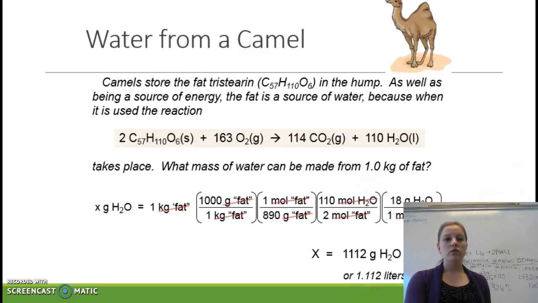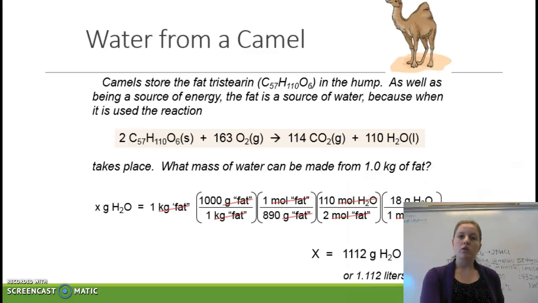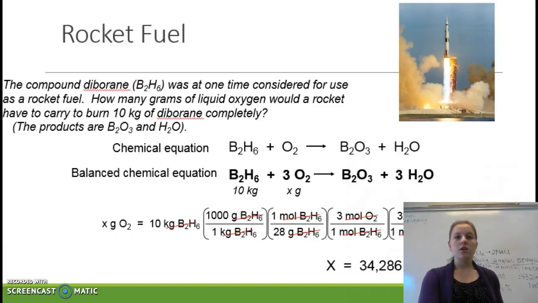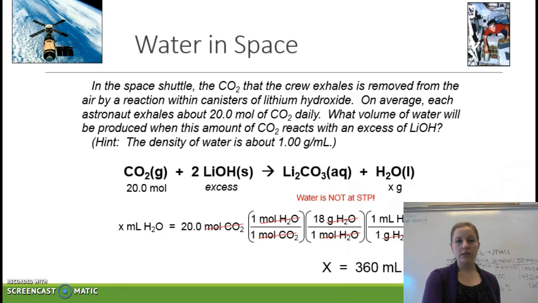Water from camels: some animals have a lot of different reactions going on in their body where this stuff can be useful. So if you want to know how much water can be produced, you can go through this type of calculation as well. Rocket fuel: figuring out how much rocket fuel you need to make it a certain distance if you're doing any space calculations. We have water in space calculations, something similar. So you need to have some water in space, depending on what you're using for space travel.